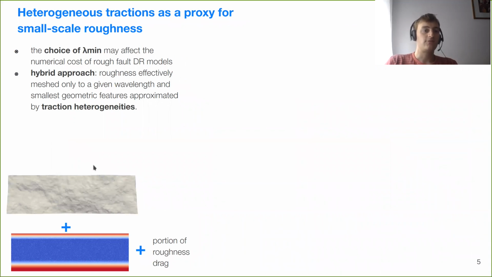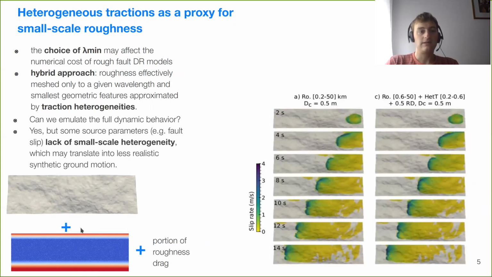So based on this first part, and because the choice of the minimum wavelength of the roughness may strongly impact the numerical cost of rough fault simulations, we propose a hybrid approach in which fault roughness is meshed down to a given wavelength, which is larger than the process zone wavelength scale. And the small-scale geometric features are approximated by traction heterogeneities. And so we want to see if we can emulate the full dynamic behavior with this kind of model. And the response is yes, if we scale the fault strength accordingly.